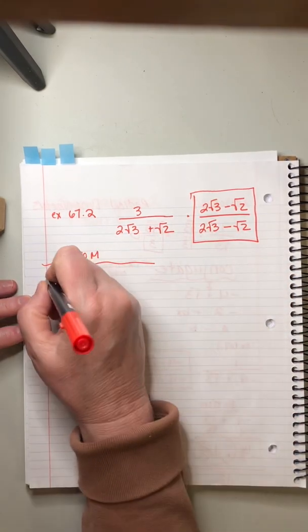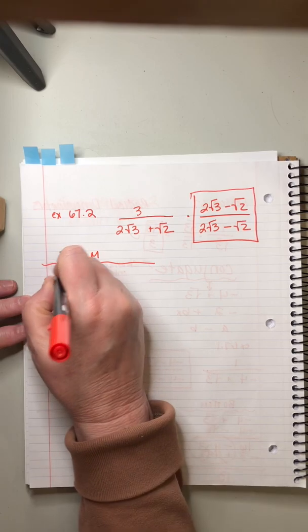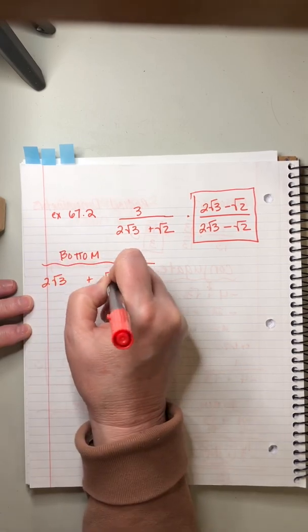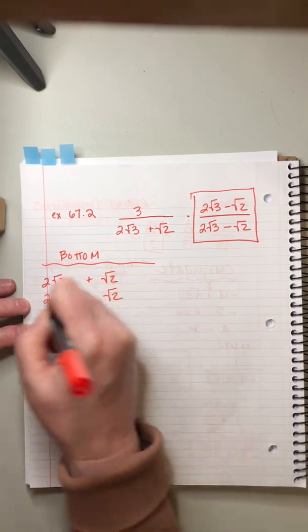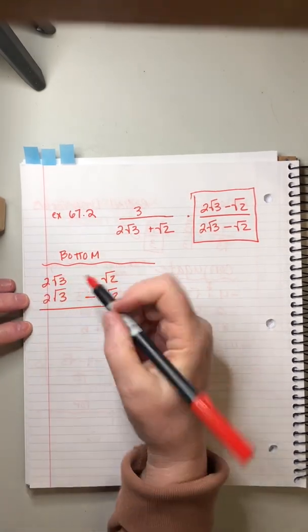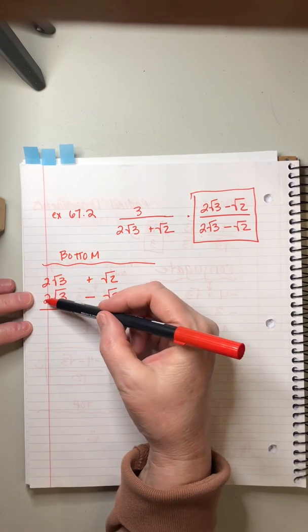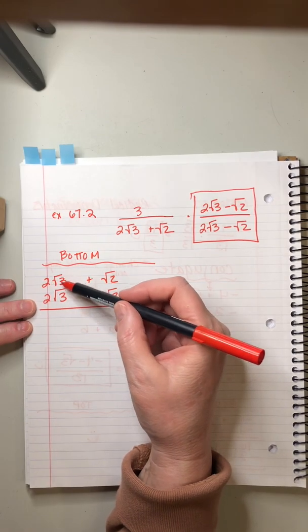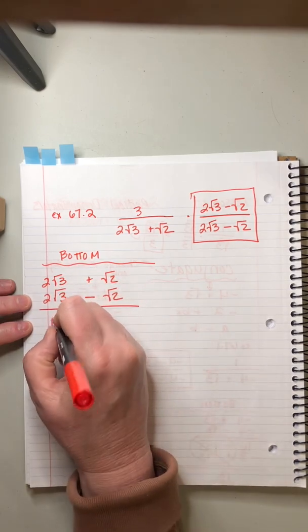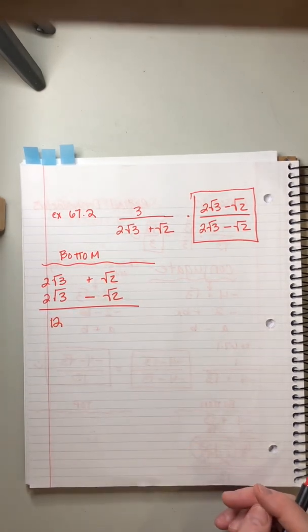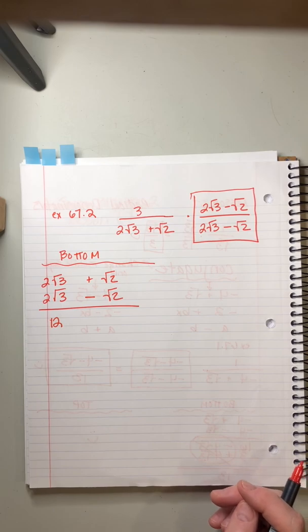I thought I was saying wrong number. 2 square root of 3 plus square root of 2, 2 square root of 3 minus square root of 2. All right, here we go. The wolves multiply to 4. These multiply to 3. 4 times 3 is 12. That was kind of a big first step, wasn't it? It was kind of nutty.